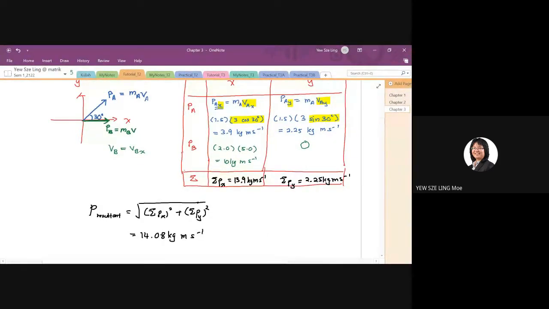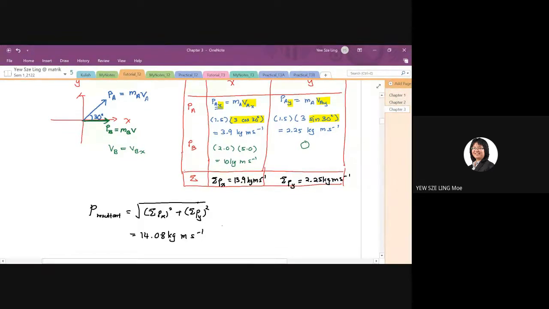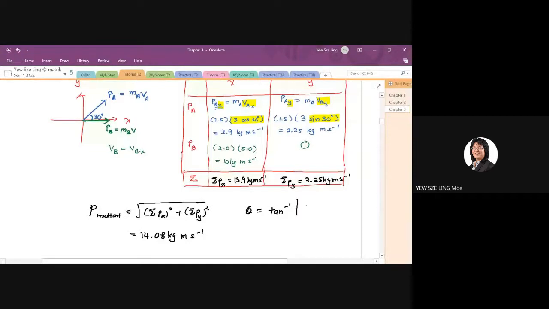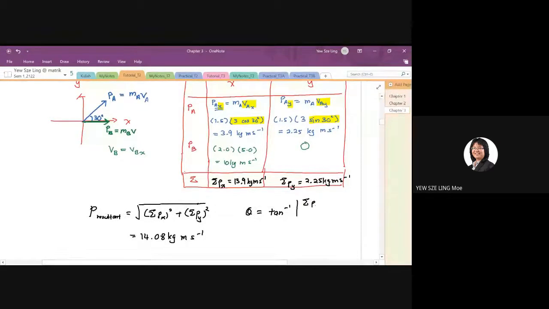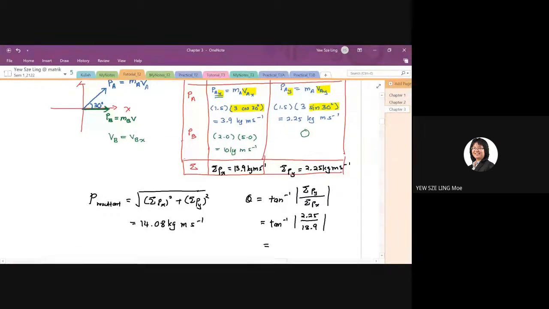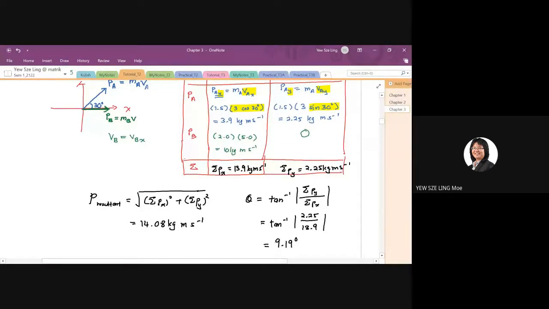Now, once again, the question is asking for resultant momentum, which is a resultant vector. Therefore, you need to calculate its angle. So angle equals tan^-1, with a modulus here, of summation PY over summation PX. So I'm going to get tan^-1 of 2.25 over 13.9, which is then equal to 9.19 degrees. Now, this is not your final answer yet.